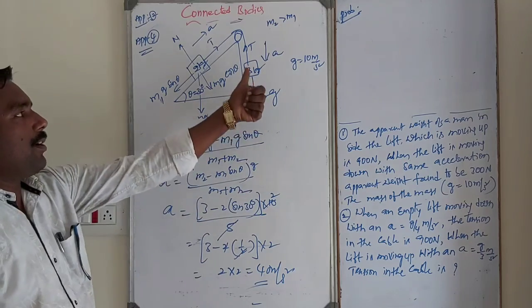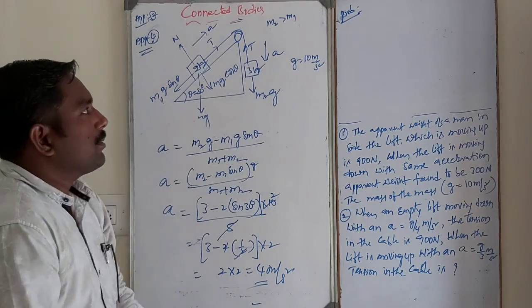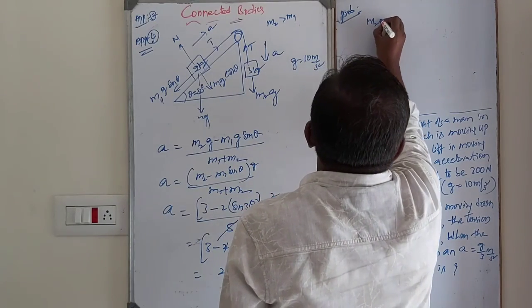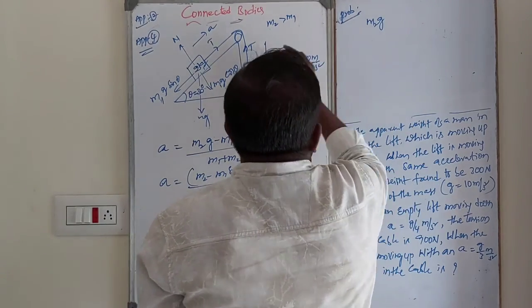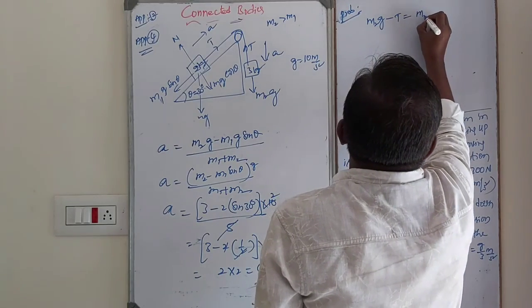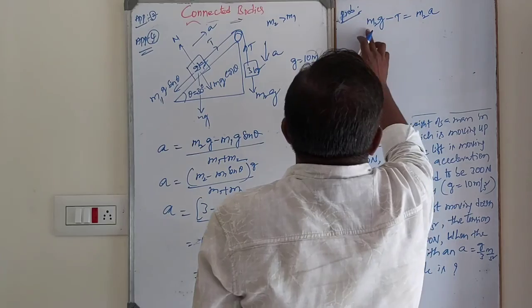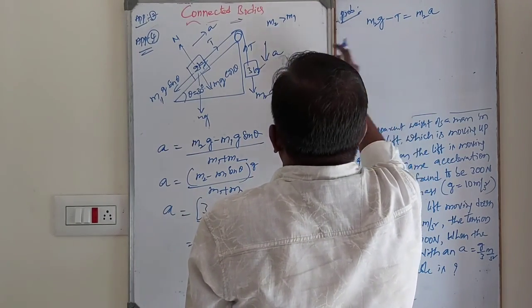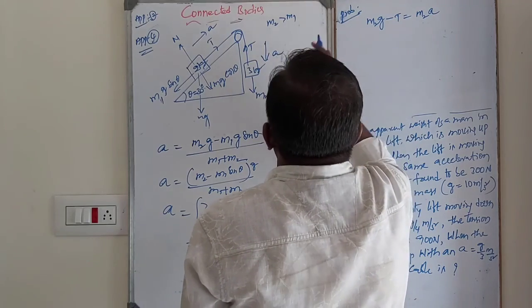So to find out the tension also, we already have m2g, so m2g minus T is equal to what? m2a. So m2g, what is the value of m2? That is 3.